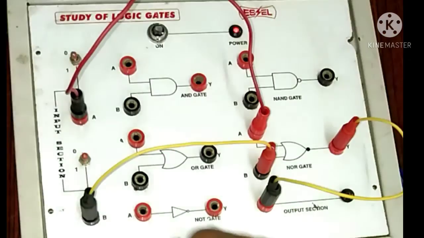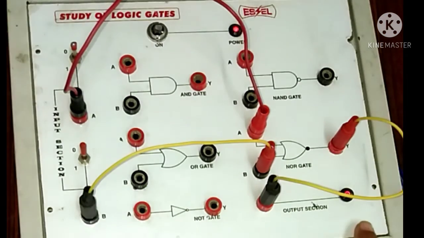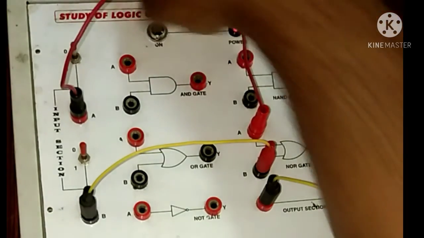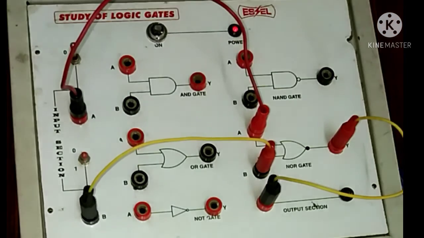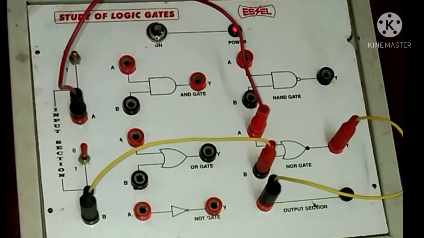Now we want to verify that. See here, 0 plus 0 is simply 1. So for 0 plus 0, the final output is simply 1. Then we take the combination 0 and 1. Again here we get the output low, that is 0. Then 1 and 0, again we get simply 0.